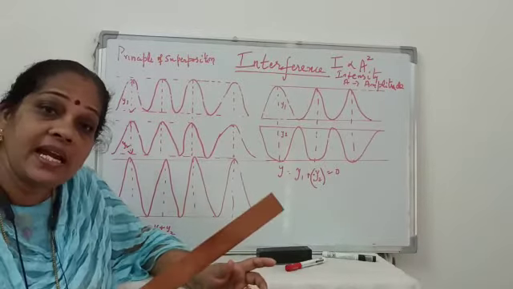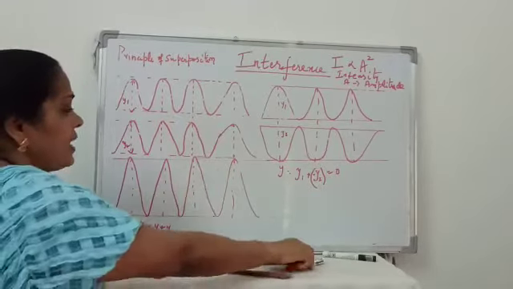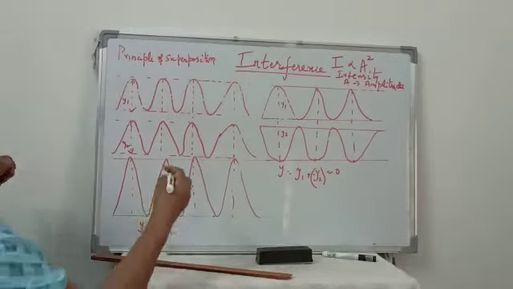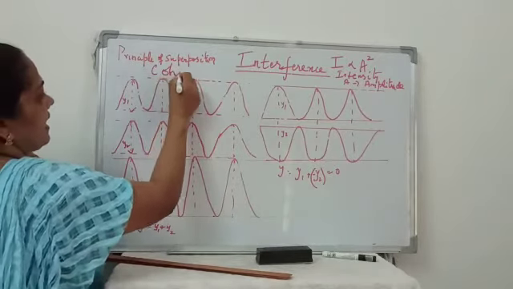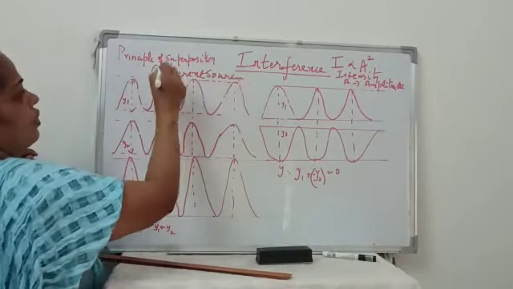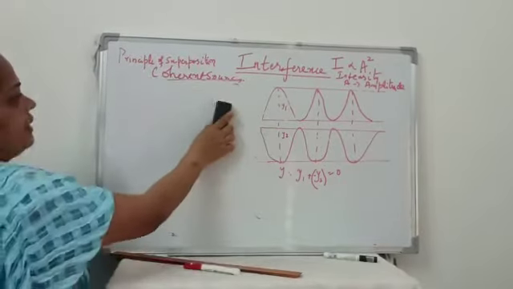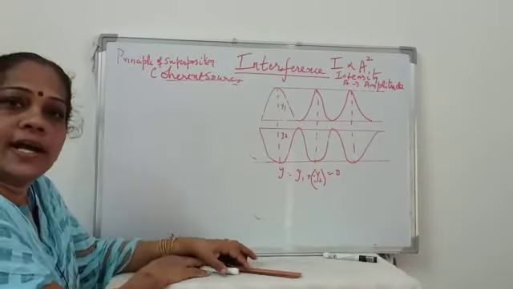For this, we need two light sources which are coherent. And this is what is our requirement. That is coherent sources. Coherent sources we need. Next, we will see what are coherent sources.